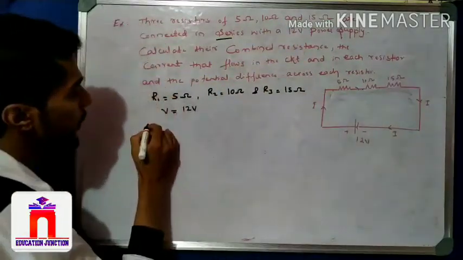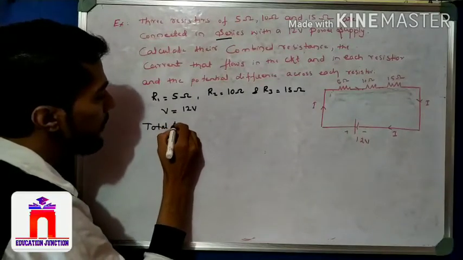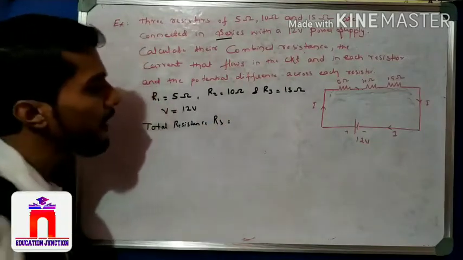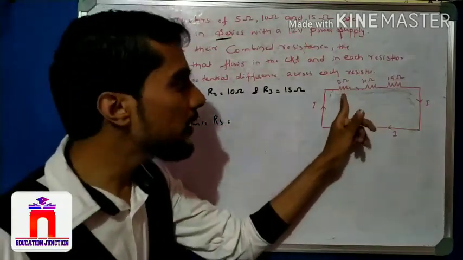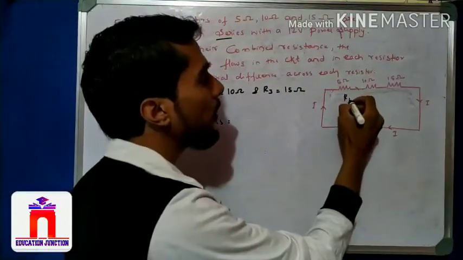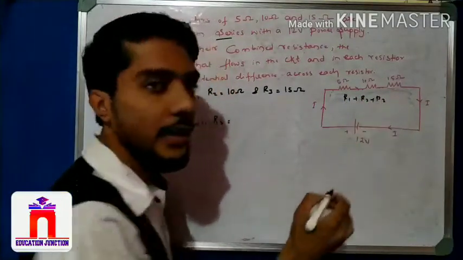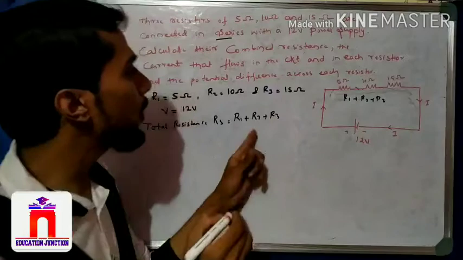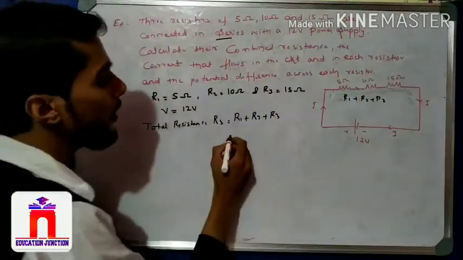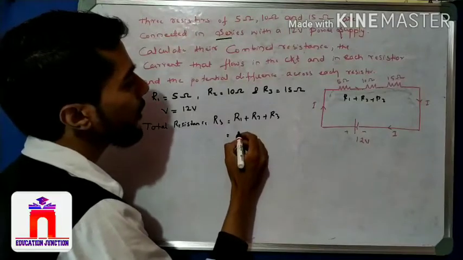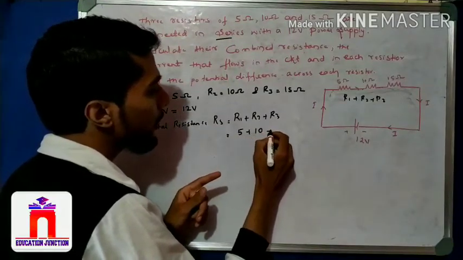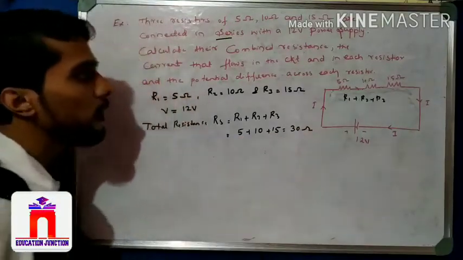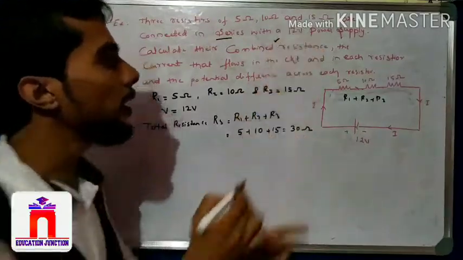Calculate the current and combined resistance, meaning the total resistance. I take the total resistance as RS in series. So how do we find total resistance here? In the series, the total resistance is found by R1 plus R2 plus R3, and that is nothing but the combined resistance. So due to the series we take addition. Now 5 plus 10 plus 15, it is 30 ohm. So the combined resistance is finished. Okay, come to the next one.